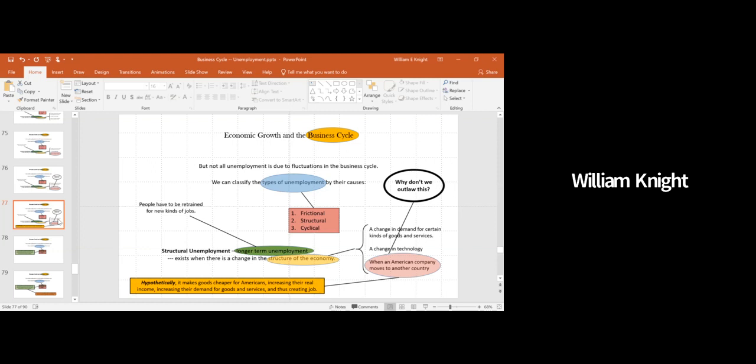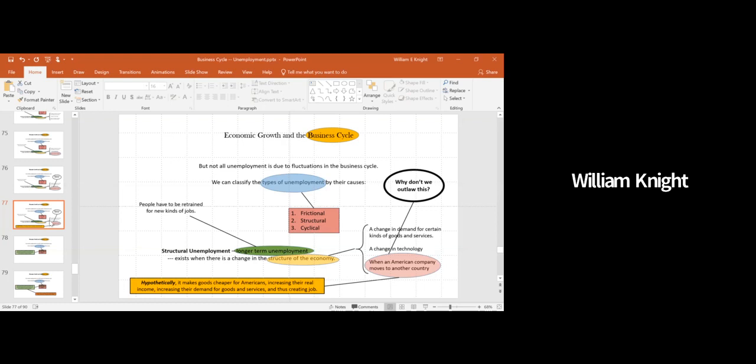NAFTA is a free trade agreement between Canada, the United States, and Mexico. North American Free Trade Agreement. What this did is drop the barriers to free trade between these three countries. There were regulations, there were tariffs, there were quotas, there were all kinds of things. NAFTA was an agreement that was signed by Bill Clinton that would drop this and make free trade easier.